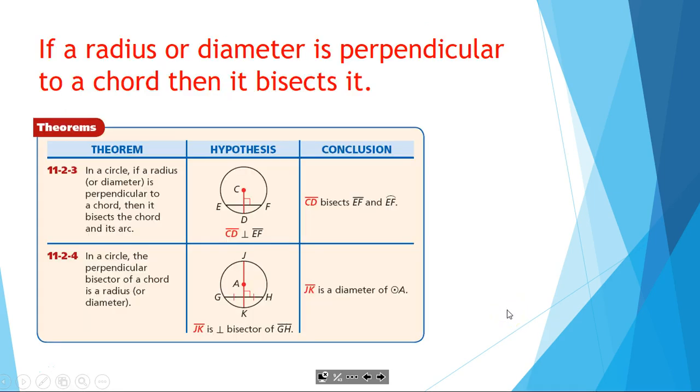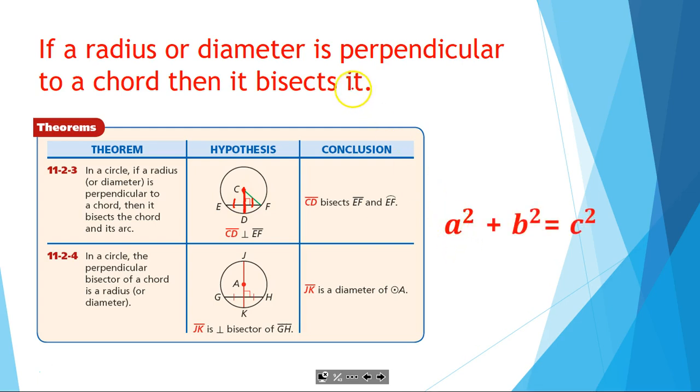Our next concept: if a radius or diameter is perpendicular to a chord, then it bisects it. Here we have CD, which is a radius, and we know that it's perpendicular to EF because there's a right angle symbol there. So that means CD bisects EF, resulting in 2 congruent segments. The same is true if it's a diameter. Now, with this problem, we're often going to see another segment drawn, like CF, and you should immediately notice that we now have a right triangle. If we have that right triangle, then we know that we can use the Pythagorean theorem again.